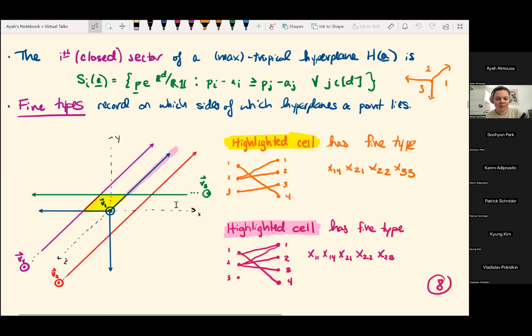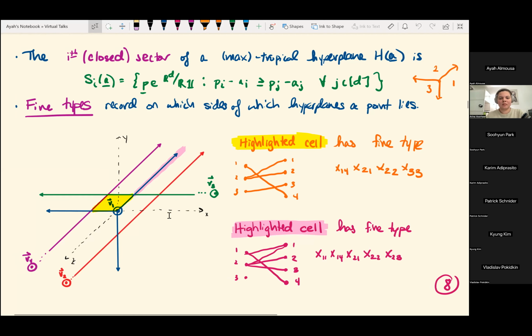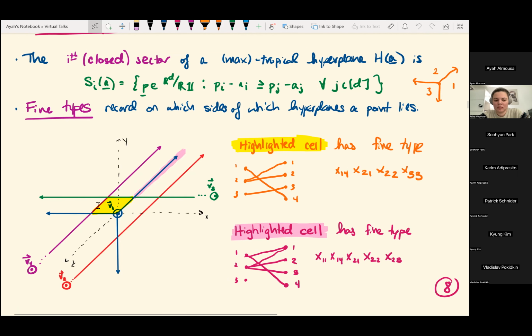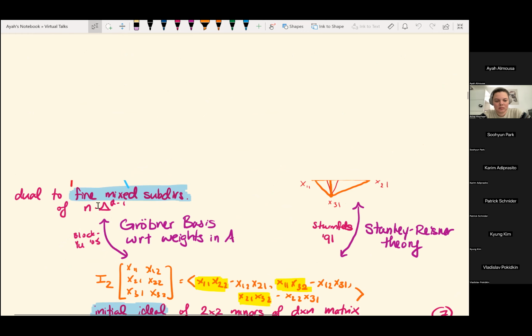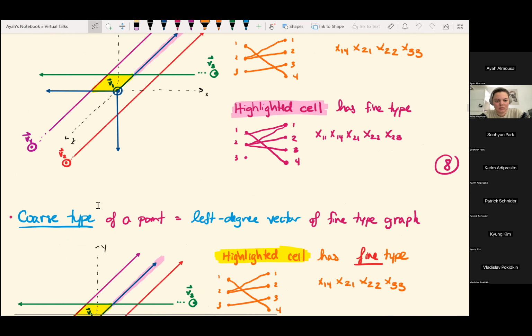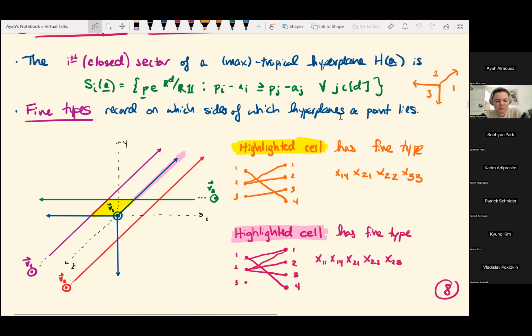And so, can you remind how many hyperplanes do we consider in the arrangement? However many columns of your matrix there are, that's going to be the number of hyperplanes. So this example had 4 hyperplanes, so it had 4 columns, and then there are 3 possible sectors, so it had 3 rows for each sector. And so I had this example above. And so the fine types are recording which side of which hyperplane each point is on.